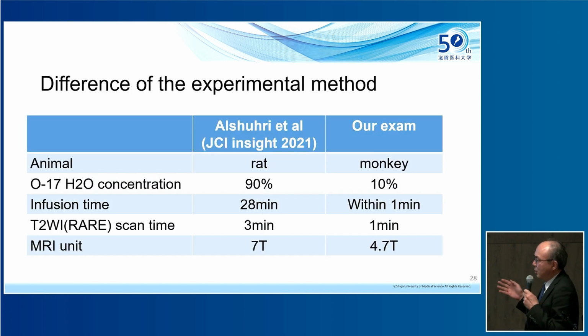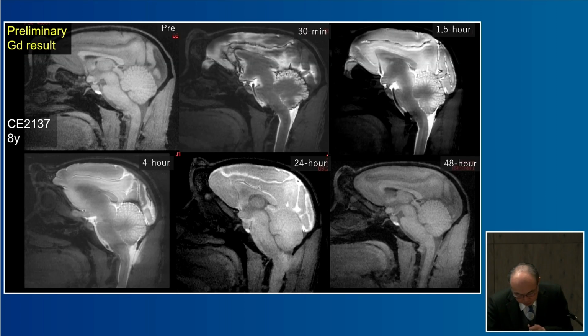I think about the previous report and the difference from our method: many of those studies used animals such as rats and monkeys, and the O17 concentration is different, 90% and 10%. I think higher concentrations are needed, and they used very slow infusions, whereas in our manual injection, maybe a very short time injection, and the T2 and the MR unit are a little different. We only use the injection of gadolinium.